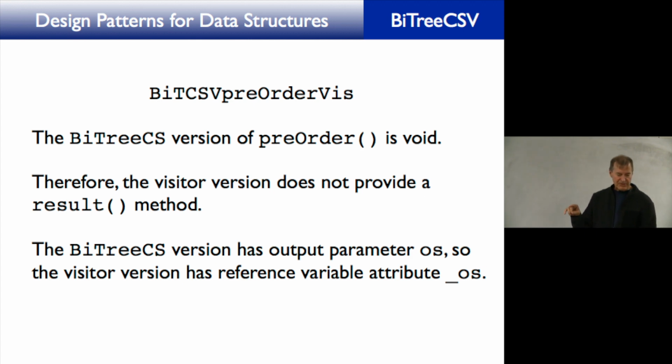The bi-tree CS version of pre-order is void, so therefore the visitor version does not provide a result method. So you're not returning anything, right? When you do the in-order traversal, you're not going to be returning anything, so we don't need that extra little result method. And the bi-tree CS version had an output parameter OS, and so the visitor version has this reference variable underscore OS.